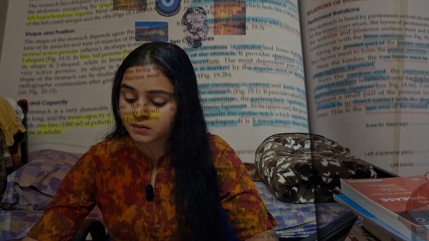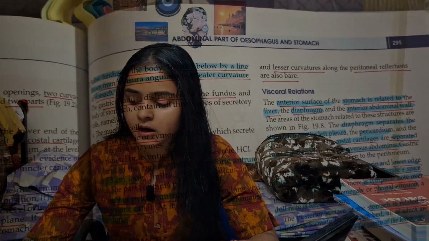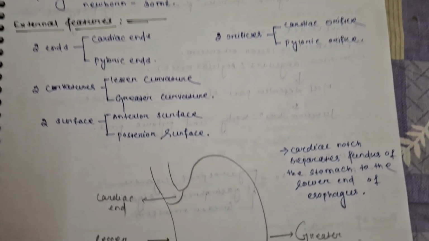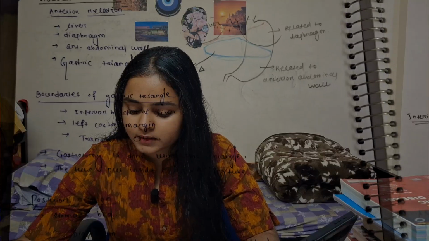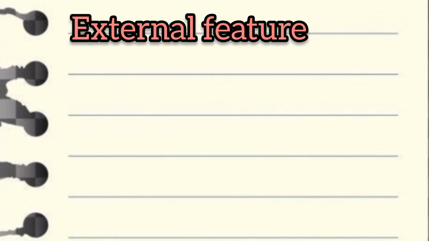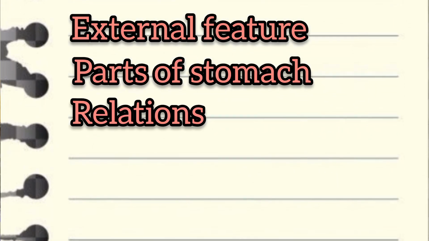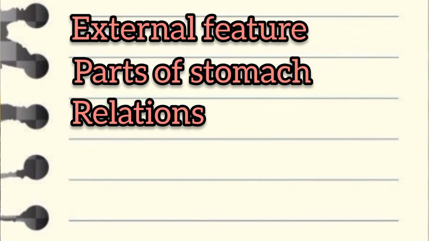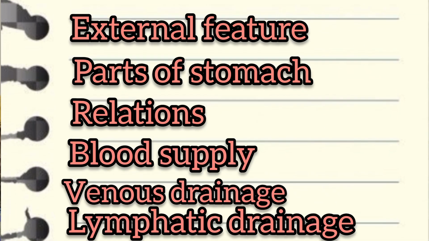Let's take an example of the stomach. Stomach is usually a long question in your university exams. So, how will you make notes for the stomach? First, there is an introductory part. Then, I divided the answer into some subheadings: the external features of the stomach, the parts of the stomach, then the parietal and visceral relations of the stomach, then blood supply, venous drainage, lymphatic drainage, and the clinical importance.